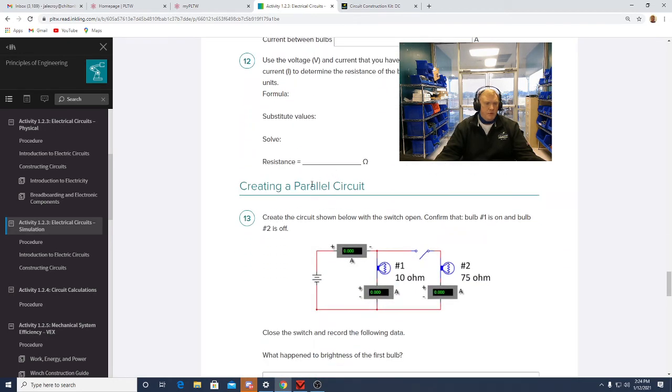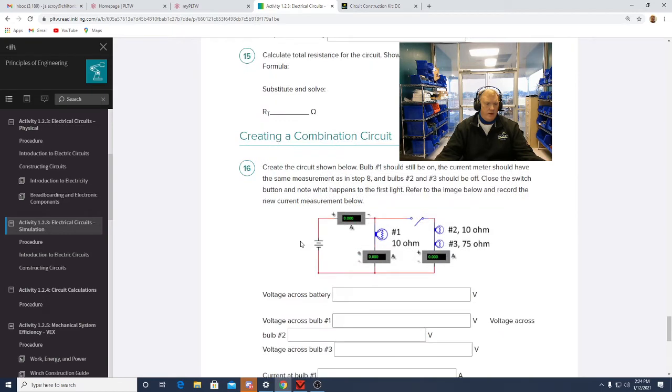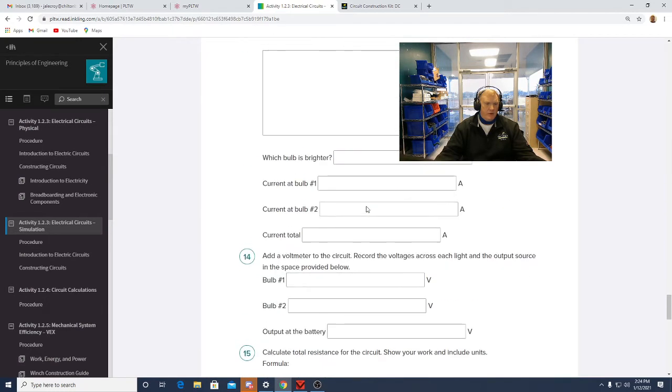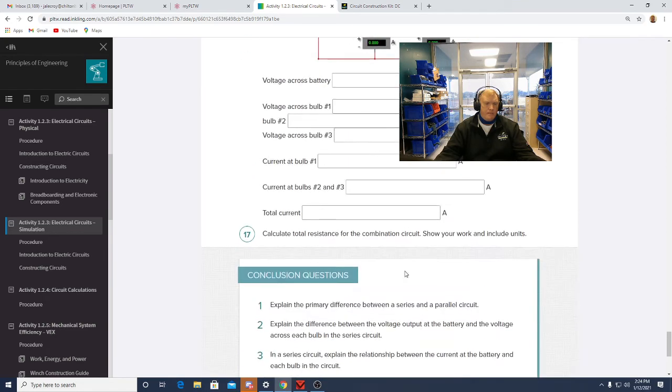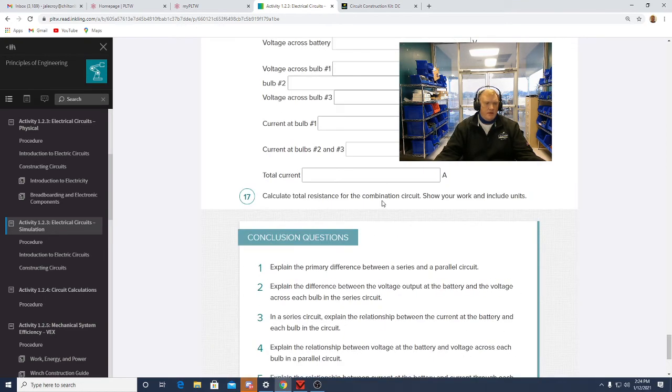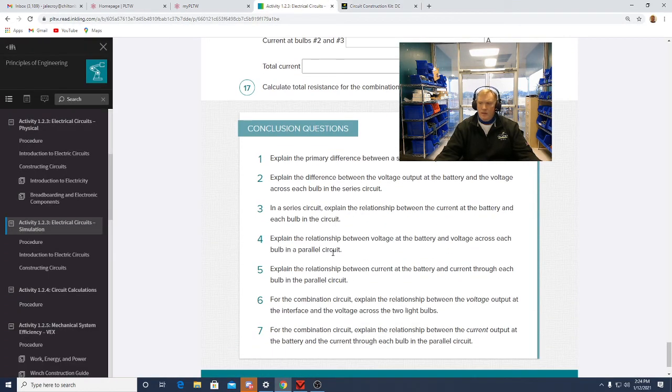Resistance, look up at the formulas. Resistance equals voltage divided by current. And then at the bottom down here, you're building something called a parallel circuit. That's a parallel circuit. It's kind of like a railroad track type setup. You answer 17 questions, working them out with the simulator as you build this stuff. And then you answer the conclusion questions.